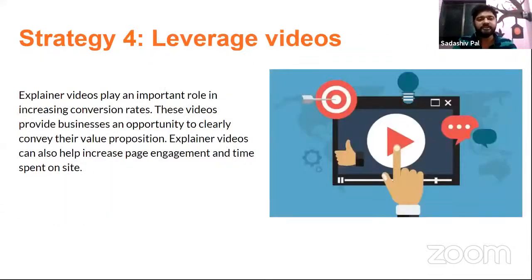Okay, so now strategy 4 says that we have to leverage videos. Explainer videos really play a very major role in increasing conversion rate, because in today's world, people usually convert more and more by watching videos. After videos comes the image, after image comes the content. So we have to leverage the videos in such a way that we are providing quality videos and very good unique content in our videos, which will initially make the customers convert.